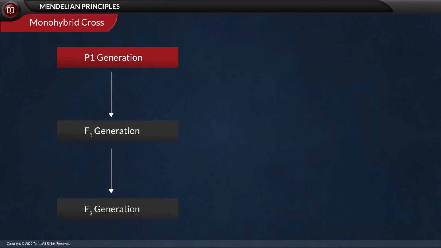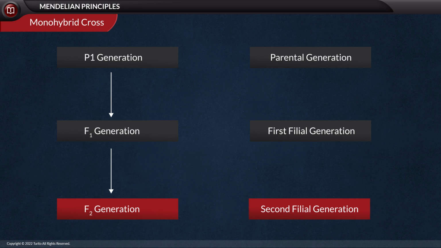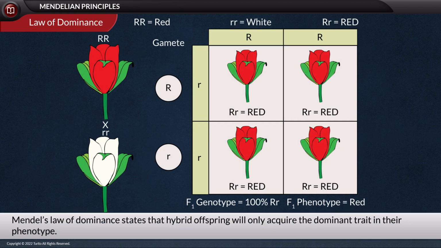Hence, we have seen P1 as the parental generation, F1 generation as the first filial generation, and F2 stands for the second filial generation, where F stands for filial, meaning son or daughter. Mendel, from his observations in the monohybrid cross, proposed the law of dominance, which states that hybrid offspring will only acquire the dominant trait in their phenotype.